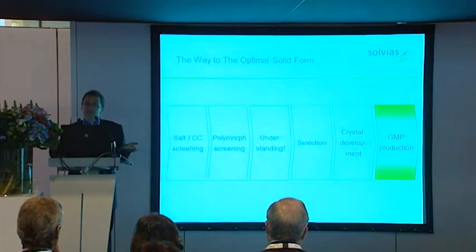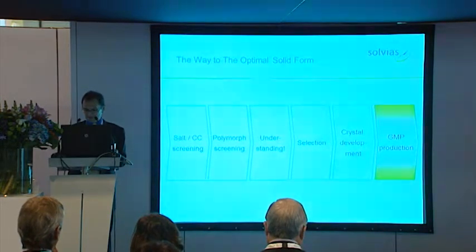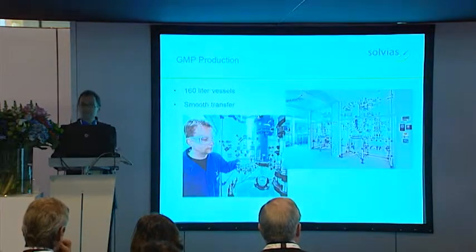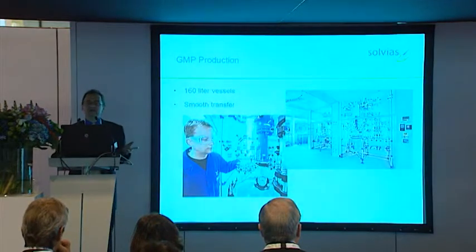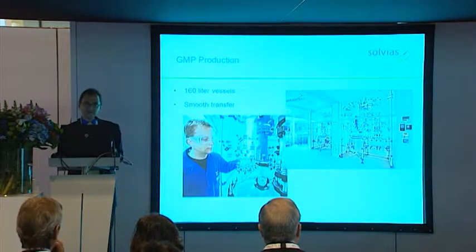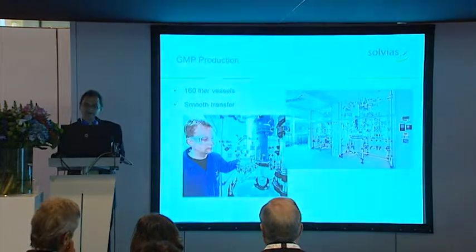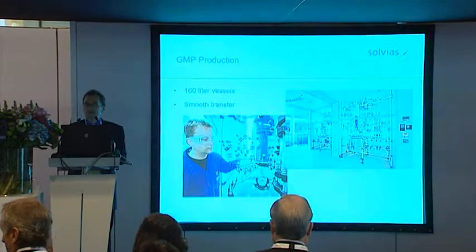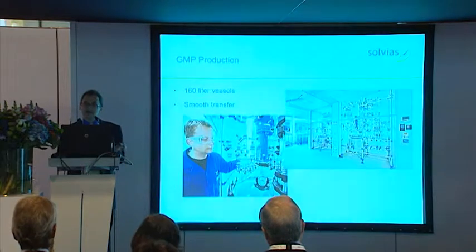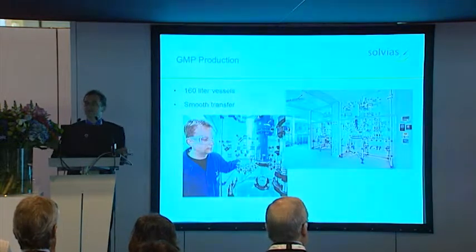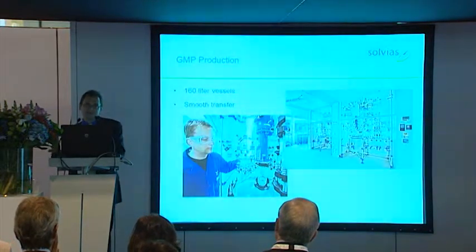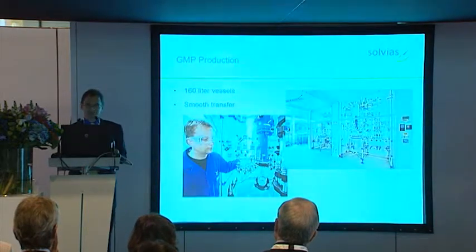And then the next important step, obviously, is to scale that up and transfer it to a GMP environment. We have a GMP kilo lab at Salvias, where, using 160 liter vessels, we can produce a few kilos of the desired polymorph for you. For a successful scale up to this 160 liter scale, very efficient know-how transfer is essential. These couple of kilos could then be used either for phase 1 or 2A, or they could be used as seeds for a CMO to make hundreds of kilos of GMP material.